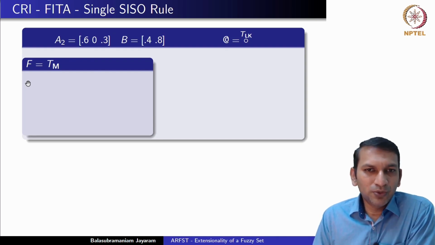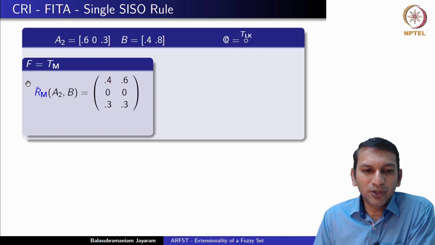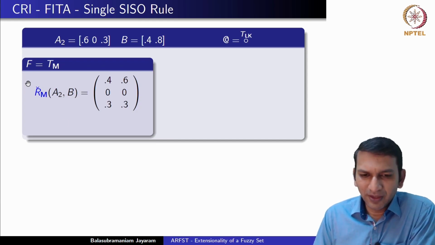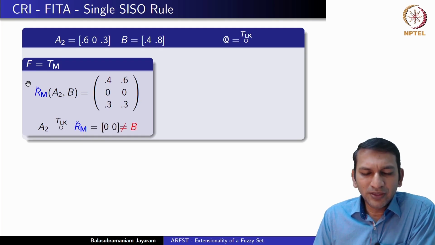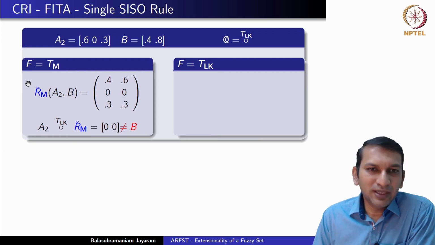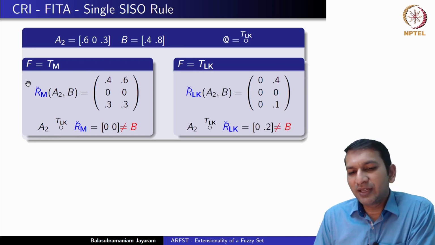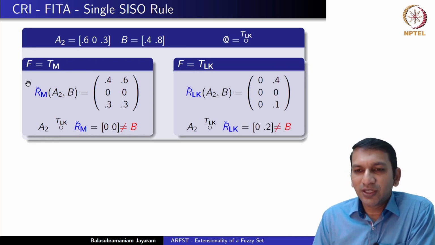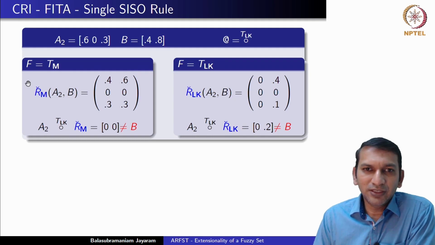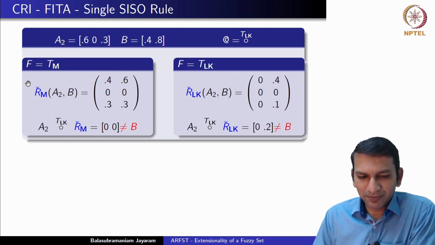Keep the composition to be sup Lukasiewicz, same fuzzy sets, but let's use the minimum T norm to obtain the relation. So we are looking at it as positive rule. And if you give A2 to this, we don't get B, so it is not interpolative. Why only TM? Why not also TLK? So let's use the Lukasiewicz T norm also to obtain the relation. And once again, we see that it is not interpolative. So there is no relation in terms of the residual operation between the composition operation that we are using and the operation F that we use to obtain the relation.